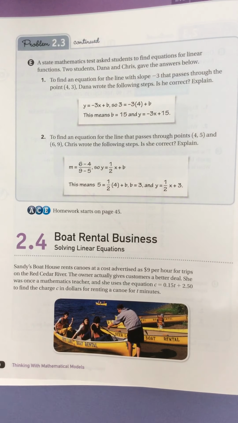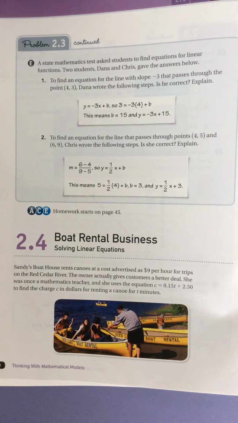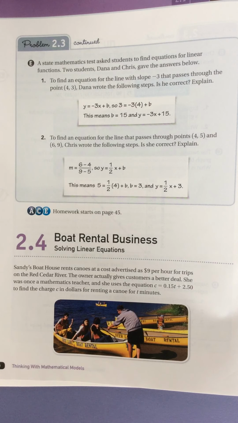We're on lesson 2.4. We're going to be talking about this lady who rents canoes. It says Sandy's Boathouse rents canoes at a cost advertised at $9 per hour for trips on the Red Cedar River. The owner actually gives customers a better deal. She was once a mathematics teacher, and she uses the equation C equals 0.15t plus 2.50 to find the charge C in dollars for renting a canoe for T minutes.